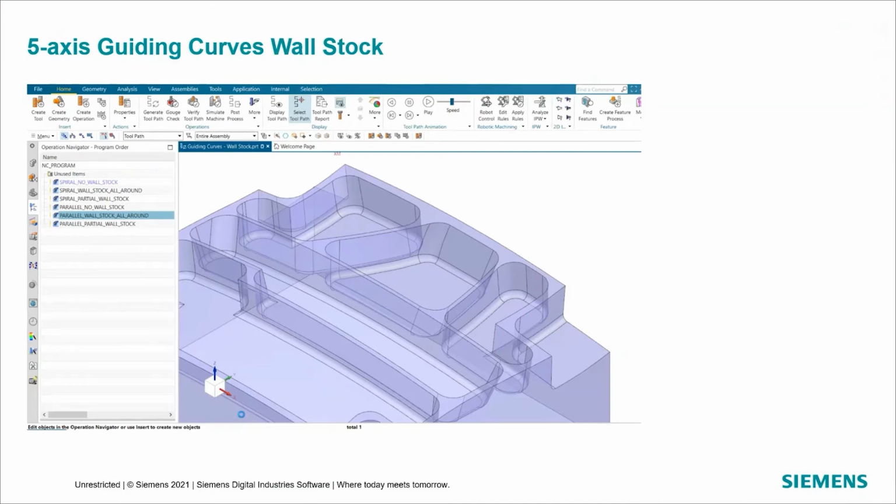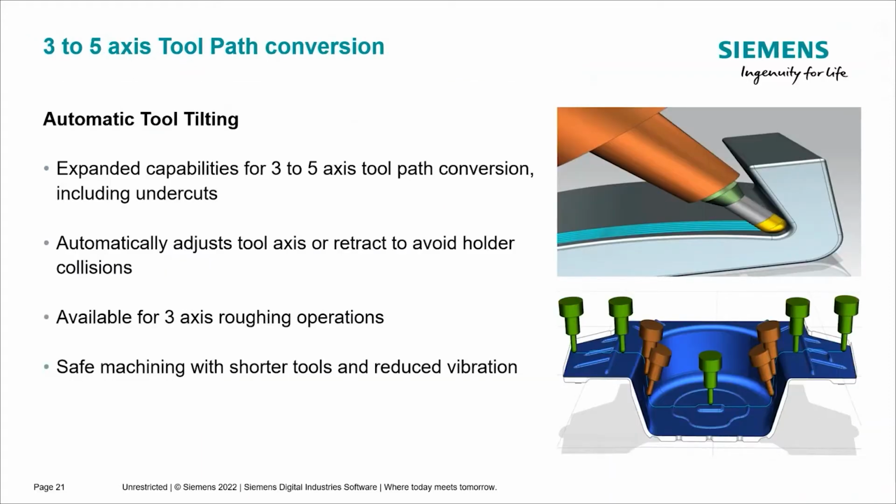Okay, and that's just a little quick video on wall stock. Next, I want to shift to the 3 to 5 axis tool path conversions. That has been around since NX 8.5. It was originally reduced, and it's had several transformations along the way. They greatly enhanced the capabilities in NX 9, and then we added automatic tilting, and now we can do it for 3-axis roughing.